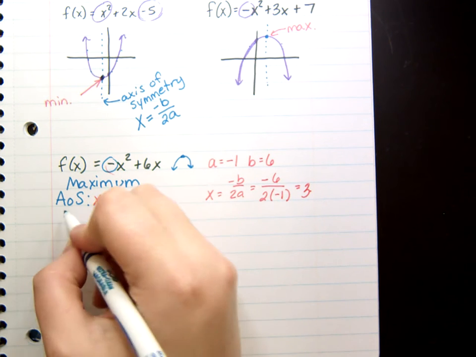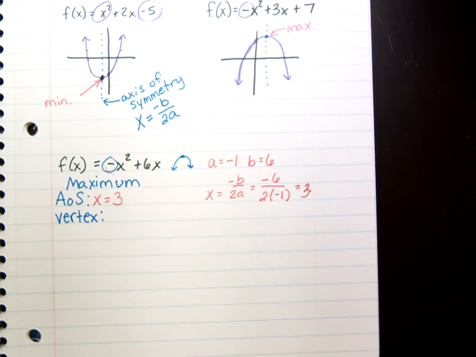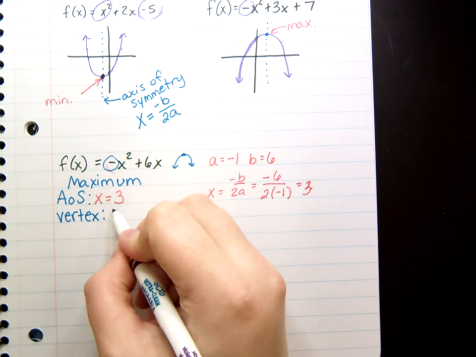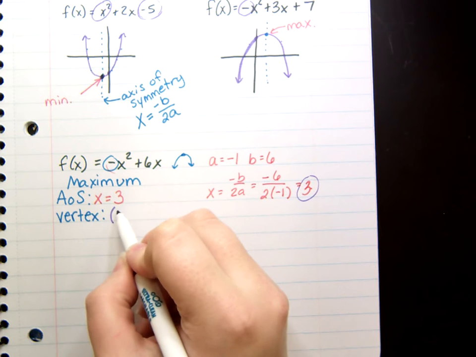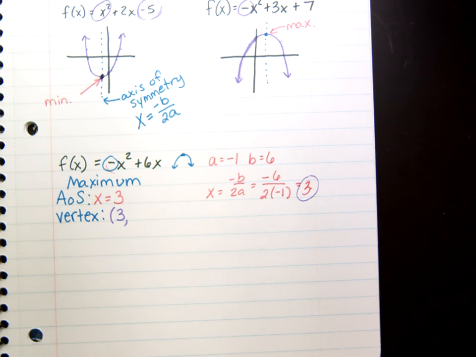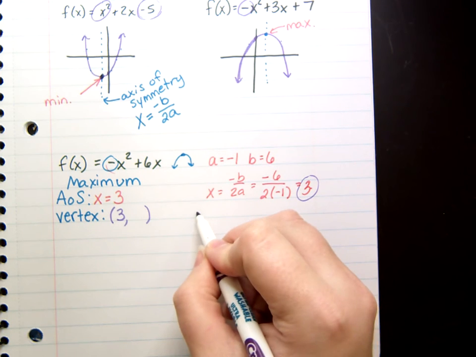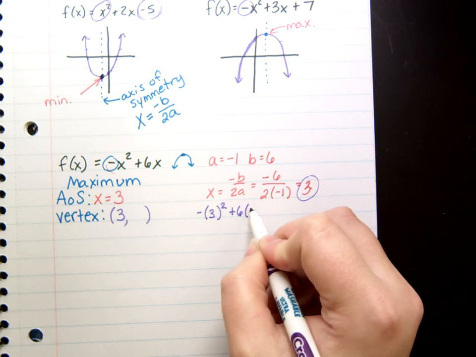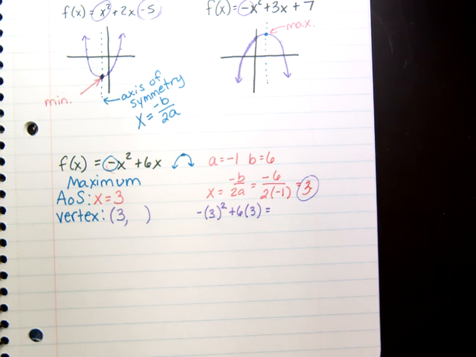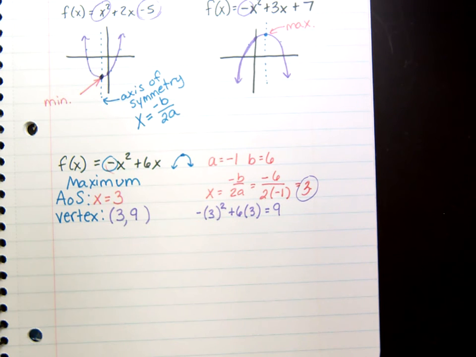I can also get my vertex. Now, for my vertex, I already know what the x value is. The x value is the x from my axis of symmetry. To get the y value, I'm going to have to take this number and plug it into the original. So negative 3 squared plus 6 times 3 will give me my number. And it ends up being 9. So the vertex is at 3, 9.